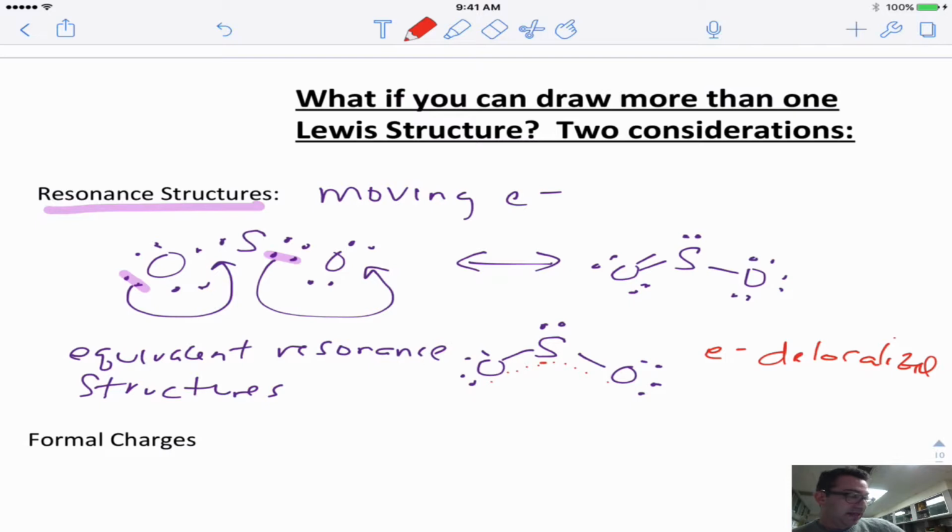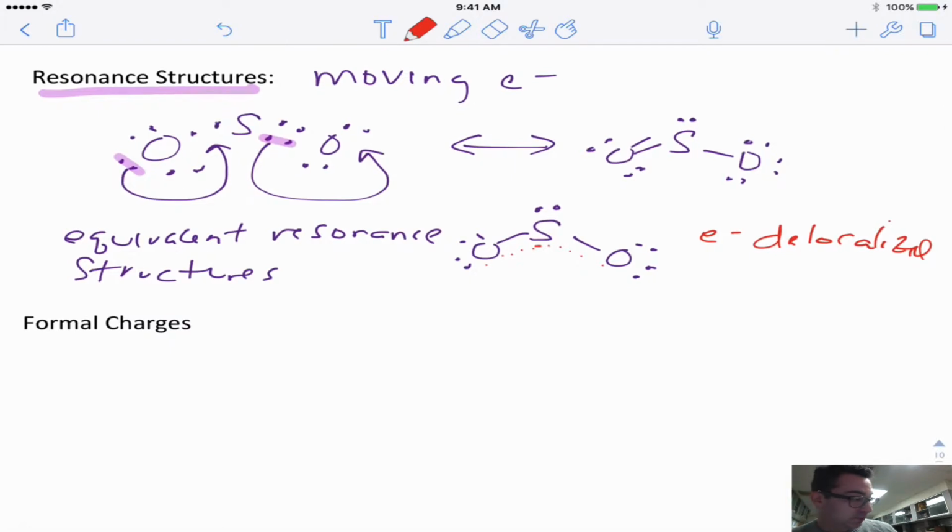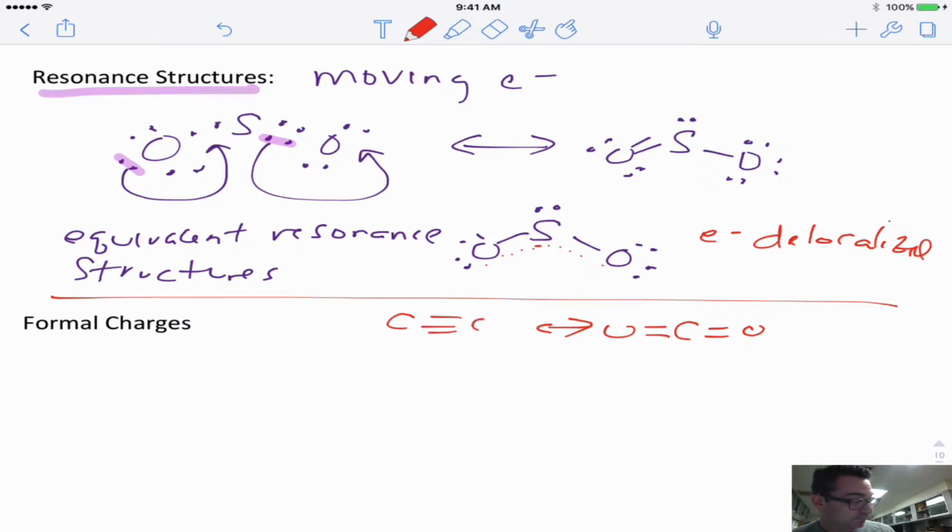Now the thing is that not all resonance structures are like this. Some resonance structures are not equivalent. Take, for example, carbon dioxide, which everybody draws like this. But you could draw this where you have a triple bond, or you could draw this where you have a triple bond on the O on the left. All of these are resonance structures, but they're not equivalent.